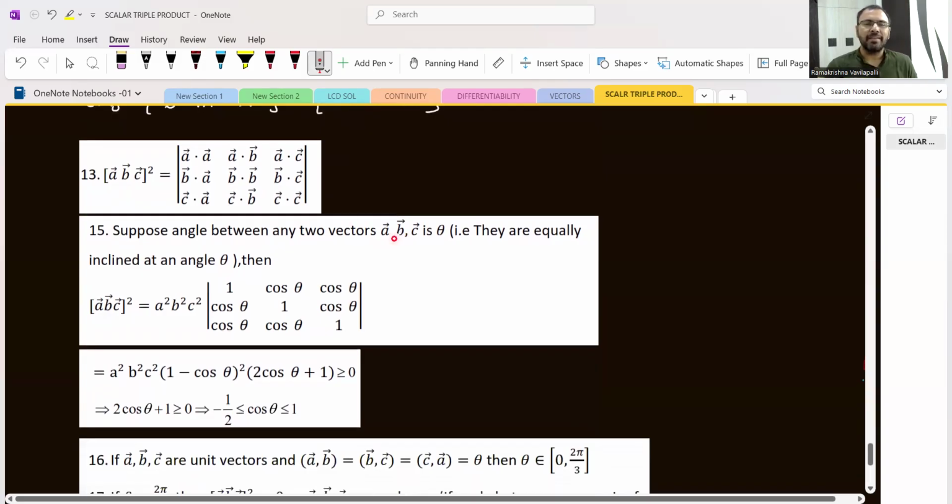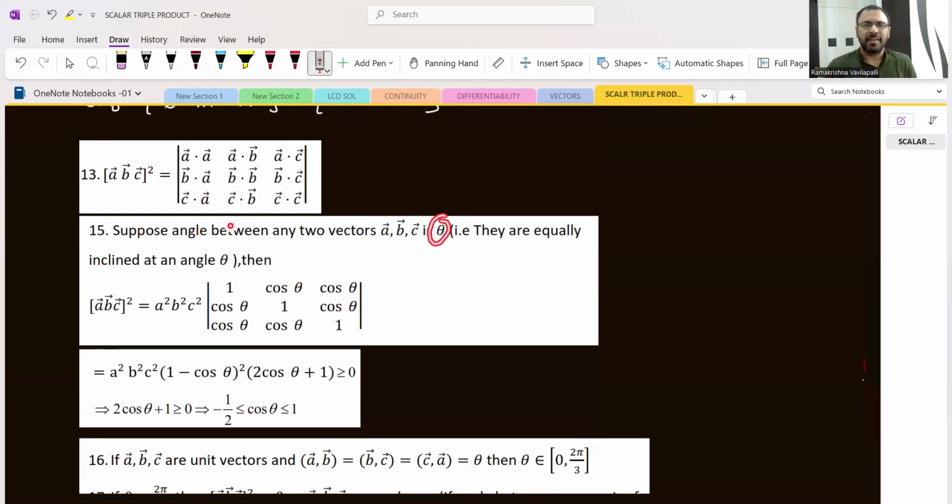Suppose the angle between A bar, B bar, C bar is theta. Between any two vectors, they are equally inclined at the same angle. Then box ABC whole square is equal to, what is A bar dot A bar? Mod A square. What is A bar dot B bar? Mod A mod B cos theta. What is A bar dot C bar? Mod A mod C cos theta.